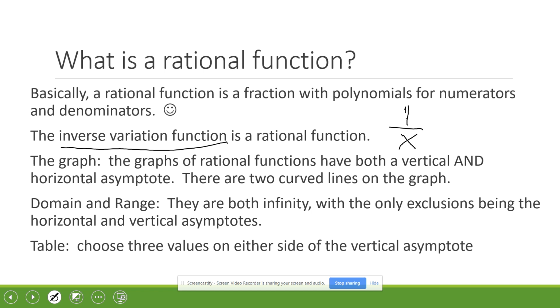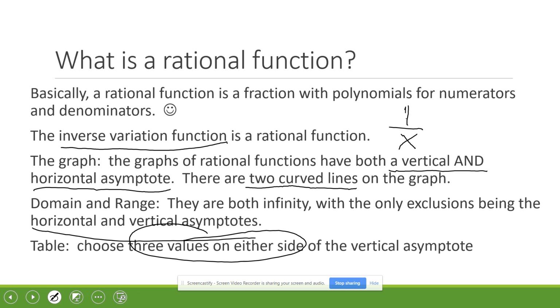The graph of a rational function has both vertical and horizontal asymptotes. There are two curved lines on the graph. Our domain and range are from negative infinity to positive infinity, excluding the asymptotes. And for our table, as we're starting to learn how to graph, we're going to choose three values on both sides of our vertical asymptote.